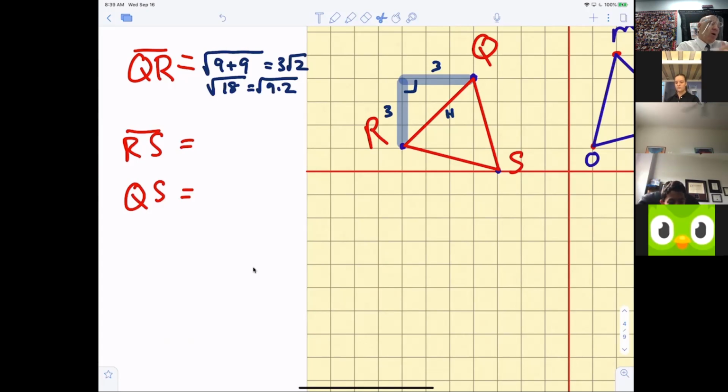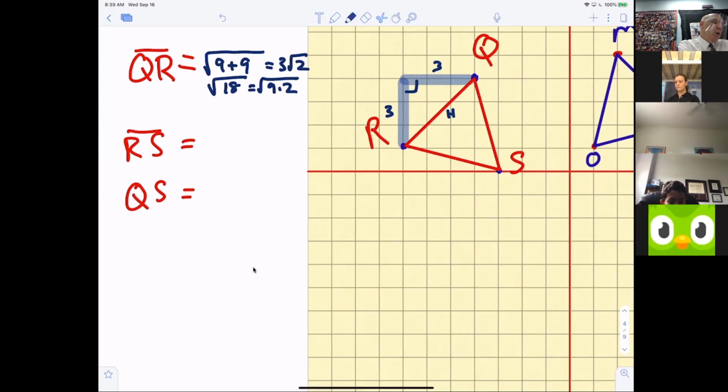Now I'm going to find RS. So now watch me draw RS. I don't think you can see that very good. So here is from R to S. Everybody agree with that? All right, so now I'm going to write square root. 1 squared is what? 1. And then this distance is 1, 2, 3, 4, right? 4 squared is 16. 1 plus 16 is square root of 17, which is RS. Is everybody happy with that?